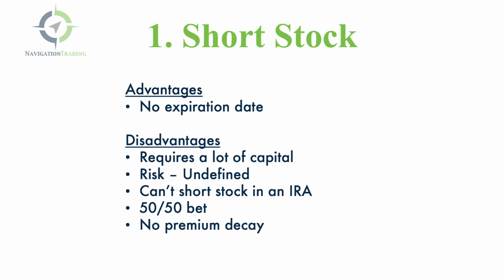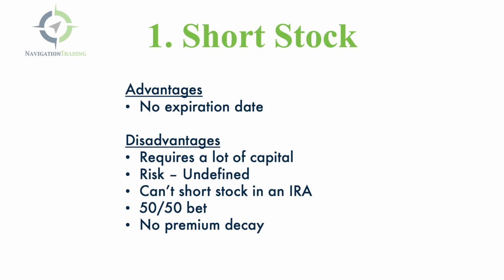Strategy number 1 would be to simply short the stock. The advantage is that there's no expiration date. We know that every option expires at some point in the future, but if you're simply shorting the stock, you don't have that expiration date to worry about. The disadvantages are, 1, it requires a lot of capital. So you're having to put up a lot of capital just to sell that stock. And if you have a margin account, you may only have to put up a portion of that capital, but it still requires a lot.